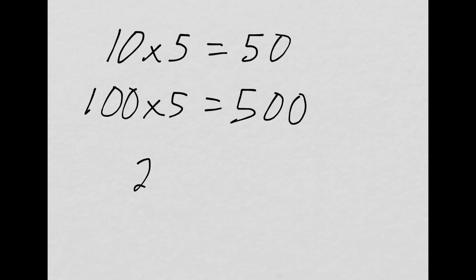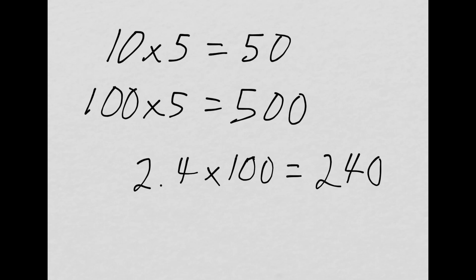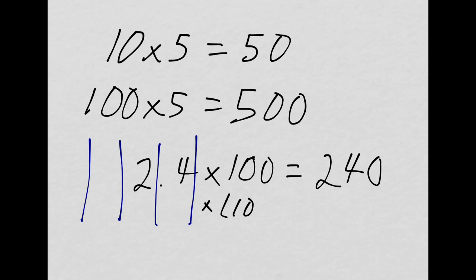We've been saying numbers like 2.4 times 100 equals 240. And why that is, if we imagine our place value chart, multiplying by 100 is actually the same as multiplying by 10 times 10, because 100 is 10 times 10. And every time we multiply by 10, we shift one spot on the place value chart. So multiplying by 100, it shifts two places. So like so.